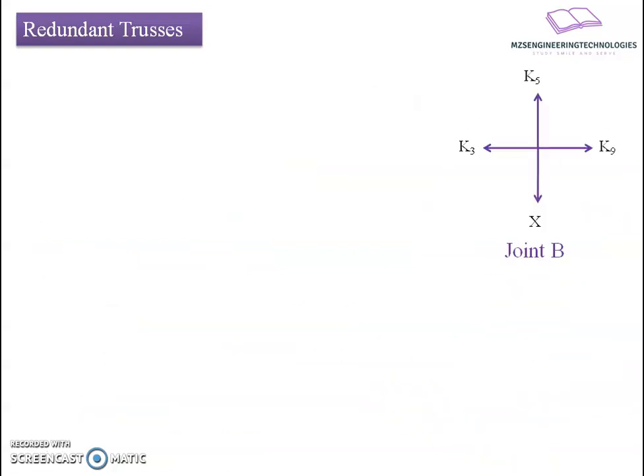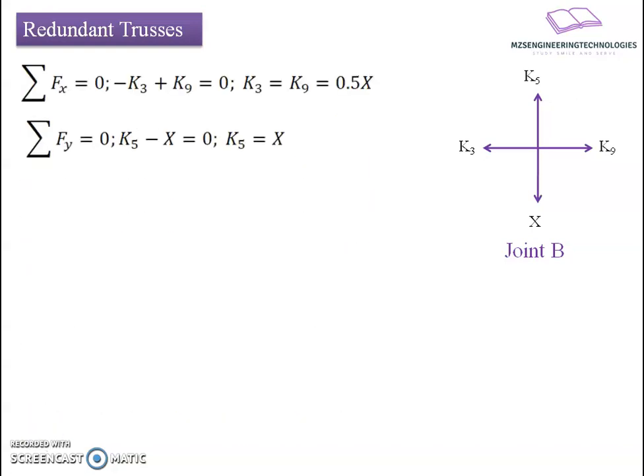Now if we move towards joint B, we have 4 forces at joint B. One is the applied external redundant force X, and the member forces K3, K4, K5. Among these we know the K3 value from the relation summation of forces in x direction equals 0: minus K3 plus K9 equals 0, hence K3 equals K9, which equals 0.5 times X, tensile in nature. Similarly, summation of forces in the vertical direction gives K5 minus X equals 0. K5 comes to a value of X kilonewton, tensile in nature.